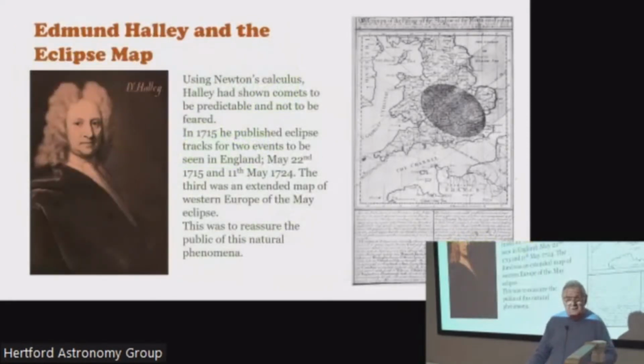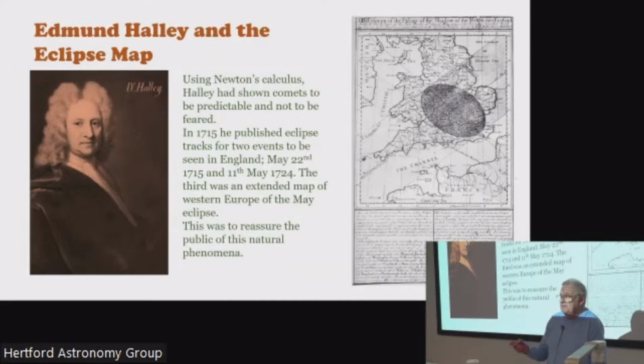Another character you might not think of in connection with eclipses is Edmund Halley. Now, Edmund Halley was a great astronomy popularizer. He was very much an international man. He'd been to quite a few countries. And one of the things he did, he produced an eclipse map.